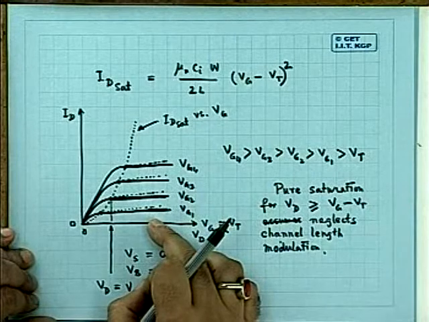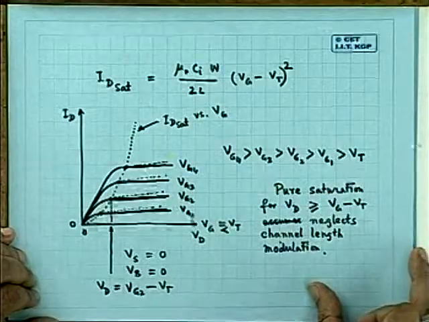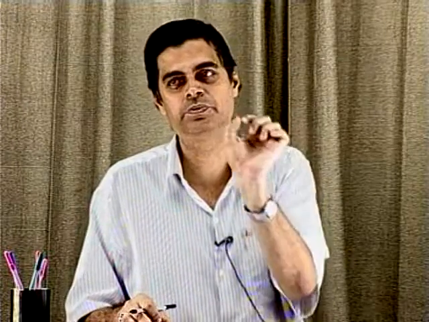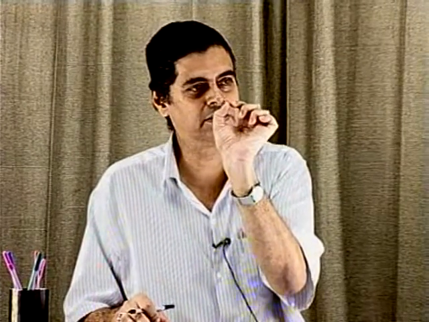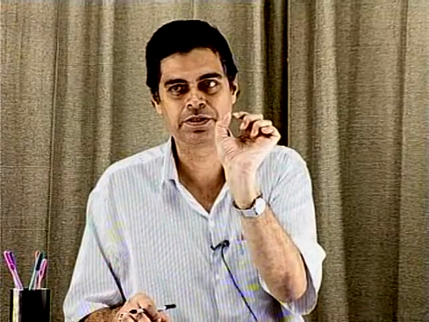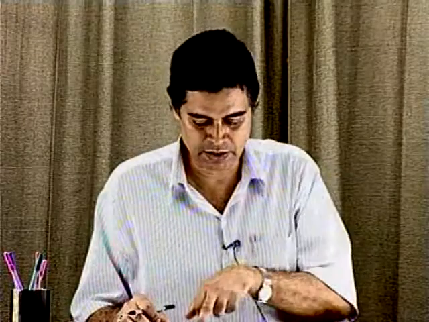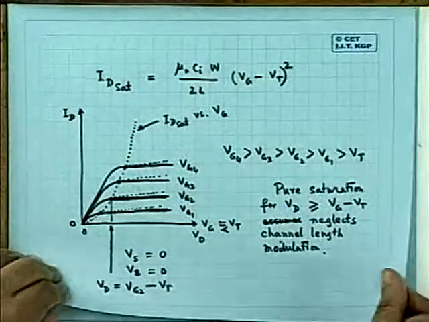Under which condition? We assume that we neglect the base width modulation. That means when the base width is large compared to the depletion layer thickness induced by the reverse-biased collector-base junction. In that case also we assume that the Early effect is negligible. Here also there will be a so-called Early effect, very similar to that, because of the channel length modulation.